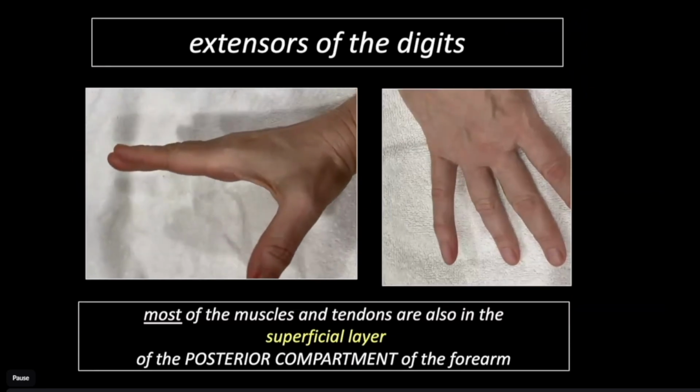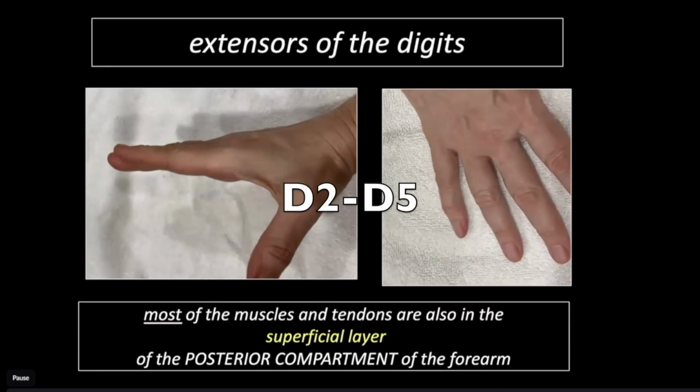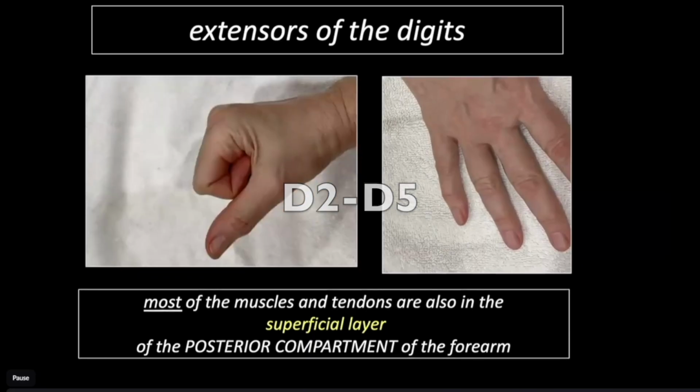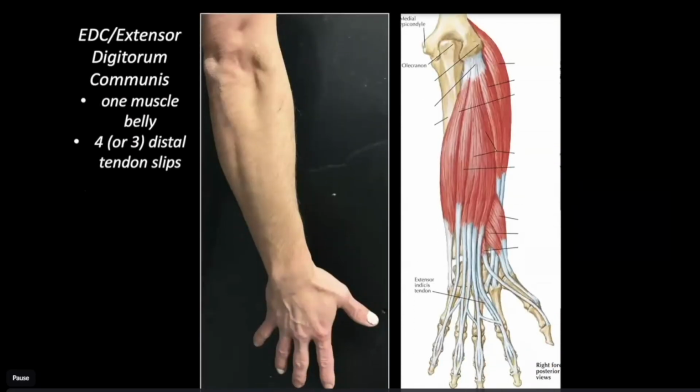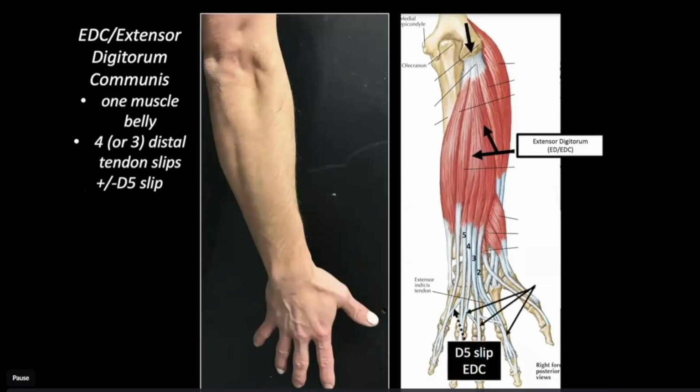Moving on to the extensors of the digits, most of these muscles are located in the superficial layer of the posterior compartment. They would include EDC, or extensor digitorum communis, which is unique because it has 1 muscle and 3 or 4 distal tendon slips. I say 3 or 4 because sometimes the slip for the 5th finger is absent. You can see them distally there, and then you can see the slip that goes down over to the 5th finger right here, and it's going to join with EDM at the MCP joint.